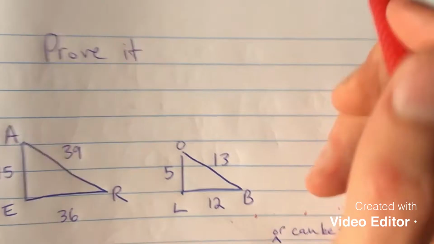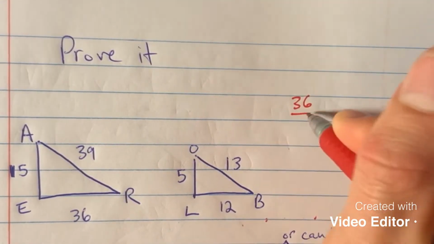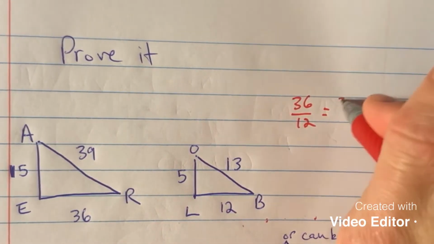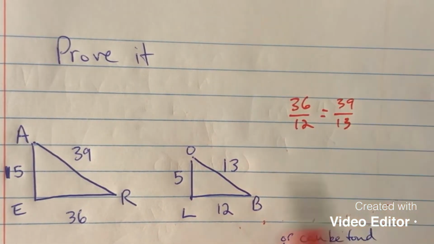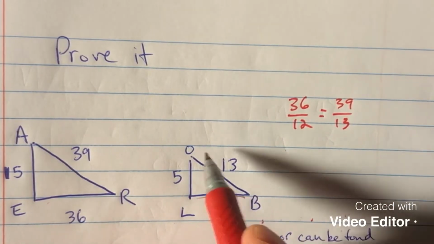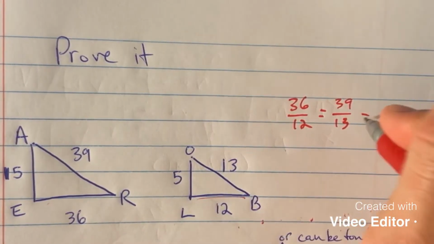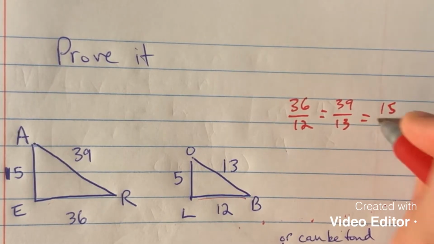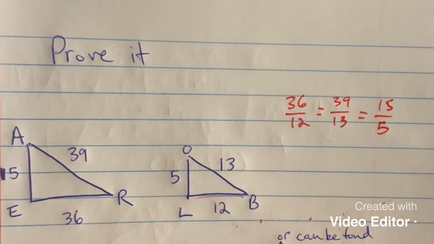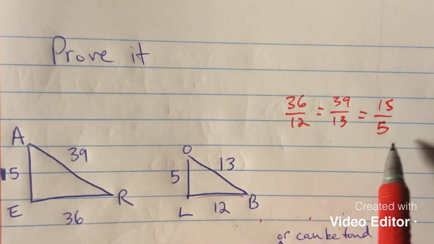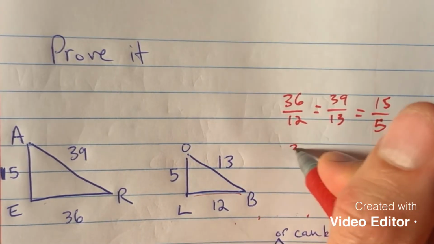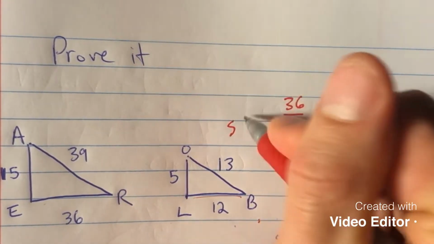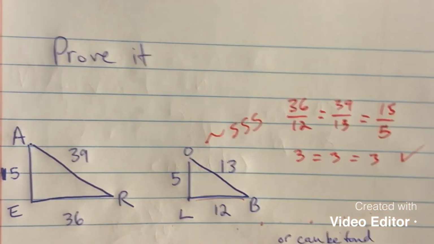It'll be 36 over 12 has to be equal to 39 over 13, and that's side goes to side, side goes to side. Then the last one is going to be 15 over 5. And when you do these in the calculator, you'll see that you get 3 equals 3 equals 3. So they are side, similar.